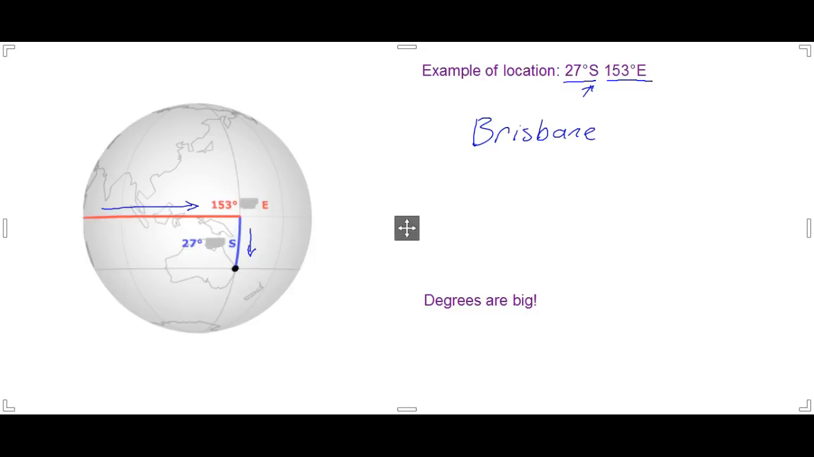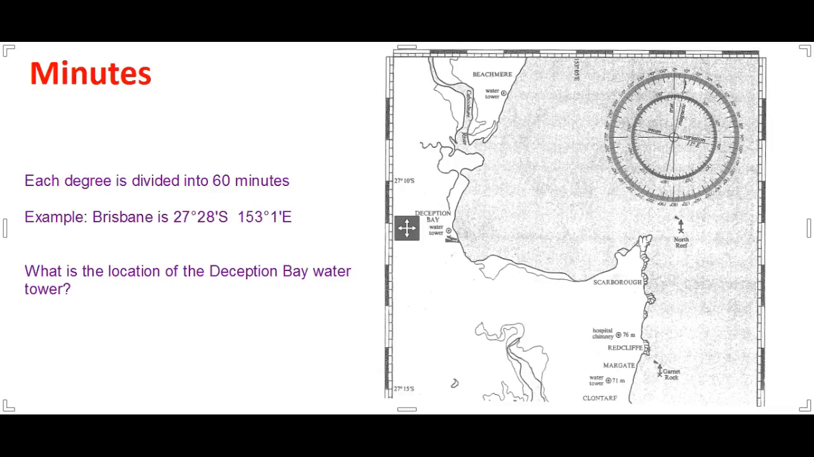There's an issue though. Each degree is very big. It's about 111 kilometres. So really Brisbane isn't at this location, it's around about this location. So we have to come up with a solution to pinpoint with a better accuracy. How we do that is with something called minutes. Each degree gets divided up into 60 minutes.